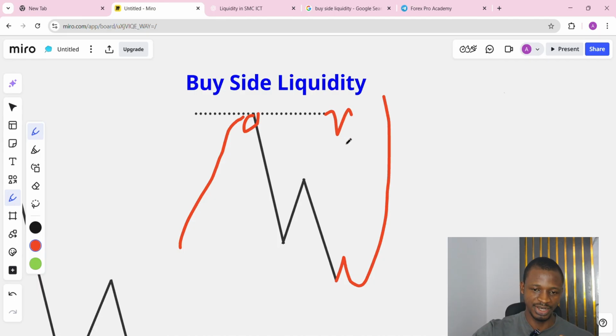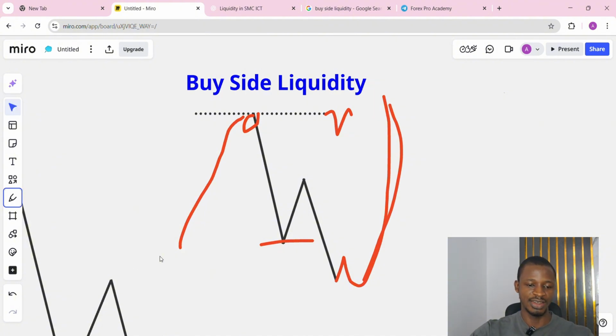But some smart traders know that the market will obviously sweep this liquidity. So if they are buying from here after this break of structure or liquidity sweep, they are literally targeting the next liquidity, which is the buy side liquidity. So guys, this is how this thing works.